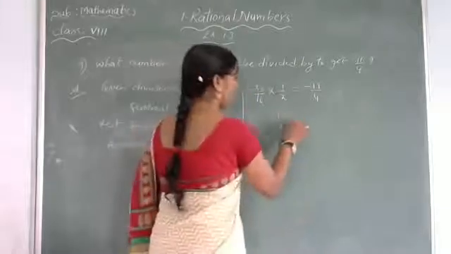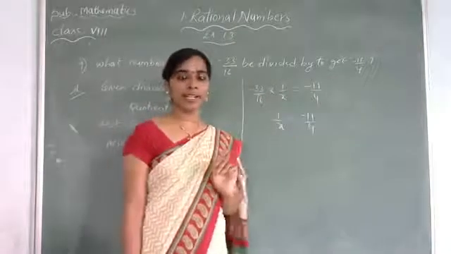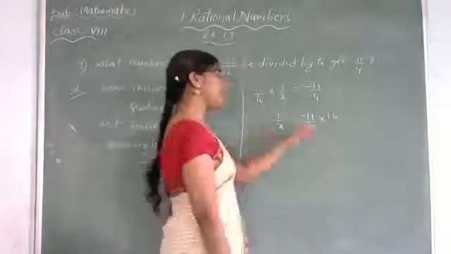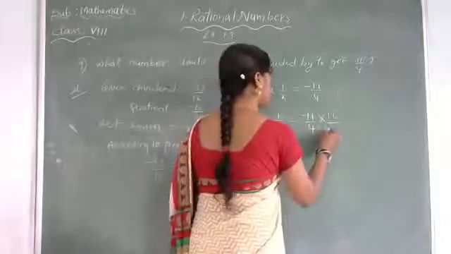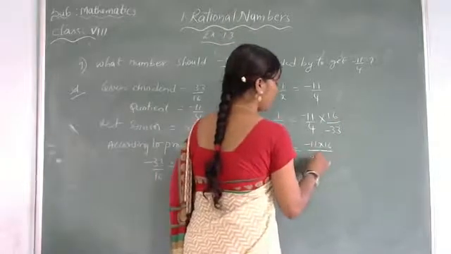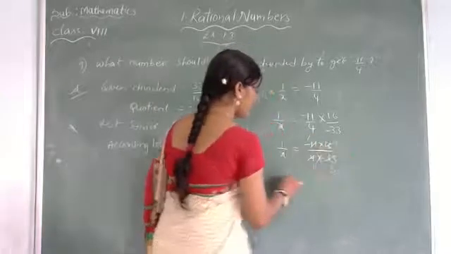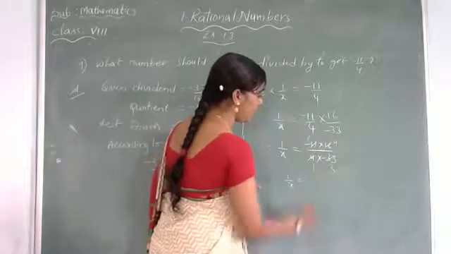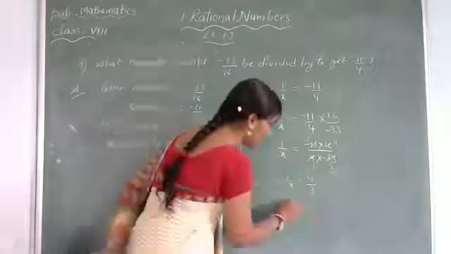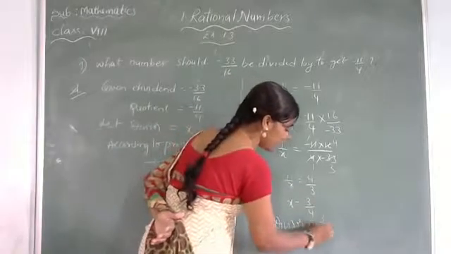If it comes to the right side, the numerator will become denominator and the denominator will become numerator. So denominator 16 will become numerator and numerator minus 33 will become denominator. Now you see, 1 by x equals minus 11 into 16 by 4 into minus 33. Any cancellations? 11 ones, 11 threes, 4 ones, 4 fours. So 1 by x equals, the minus also cancels, 4 by 3. 1 by x equals 4 by 3, but we want x. So the reverse of this is 3 by 4. Therefore, the divisor is 3 by 4.